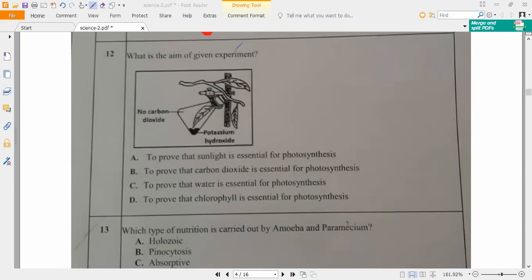You cannot see, is it a transparent glass? Will no sunlight reach there? No. Here, mentioned clearly in the picture, no carbon dioxide is present. Because why? Potassium hydroxide will absorb that carbon dioxide. Is it yes or no? Yes, sir.